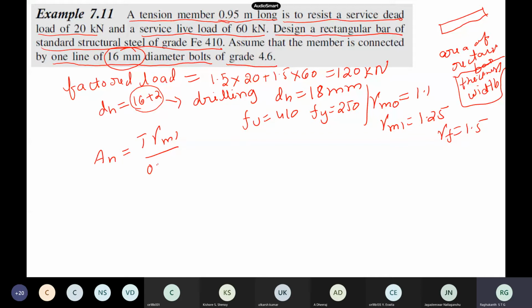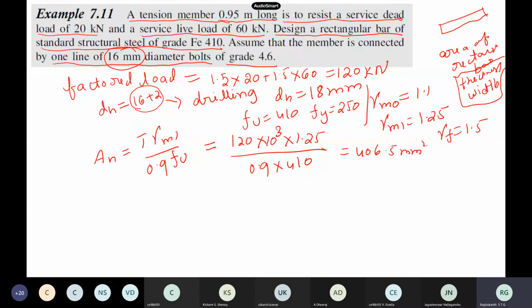That is T by 0.9 times Fu. You substitute all those things, 120 into 10 cube, so be careful with the units, by 1.25 using 0.9 into 410. This turns out to be 406.5 mm square. So this is the net tensile area, which means you would have subtracted the bolt holes.